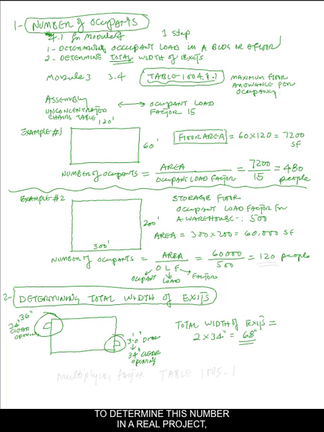To determine this number in a real project, you need to have the number of people plus what is known as a multiplying factor, which is derived from the building code table. I have put that also in that module 3, section 3.4, which is Table 1005.1.